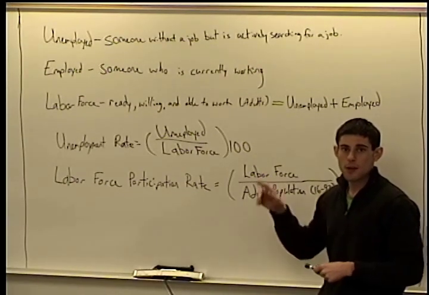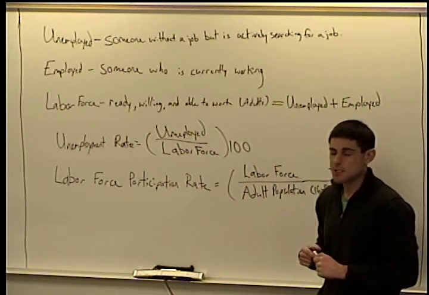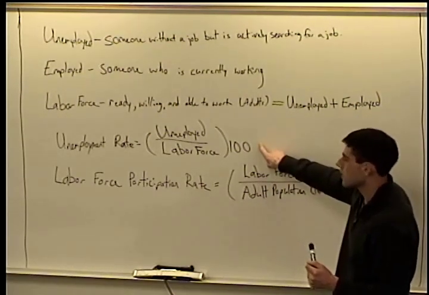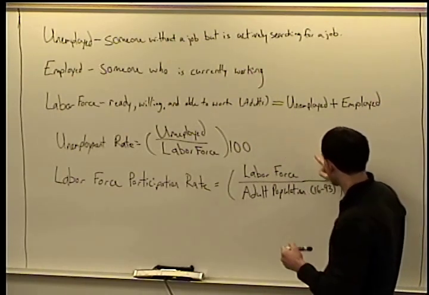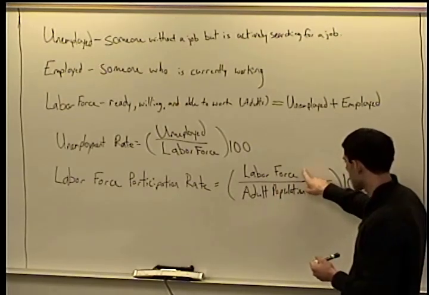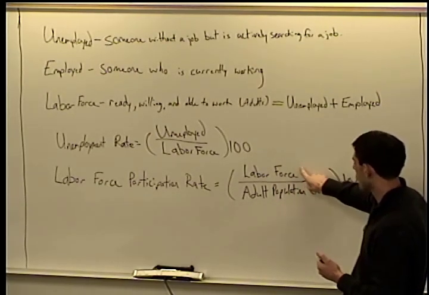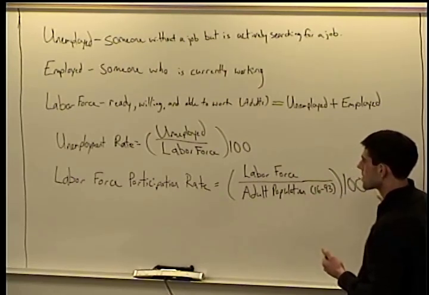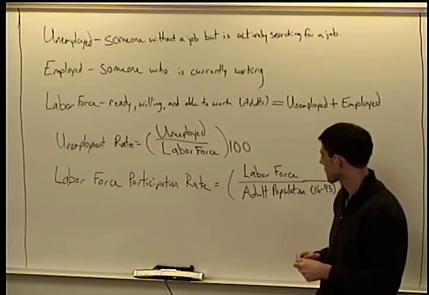In the other economy, one person lives in that entire economy, and he participates in the labor force. So that economy had a 100% unemployment rate. And here, the adult population consists of one person who is also in the labor force. So we have 1 divided by 1 times 100 gives us a 100% labor force participation rate.